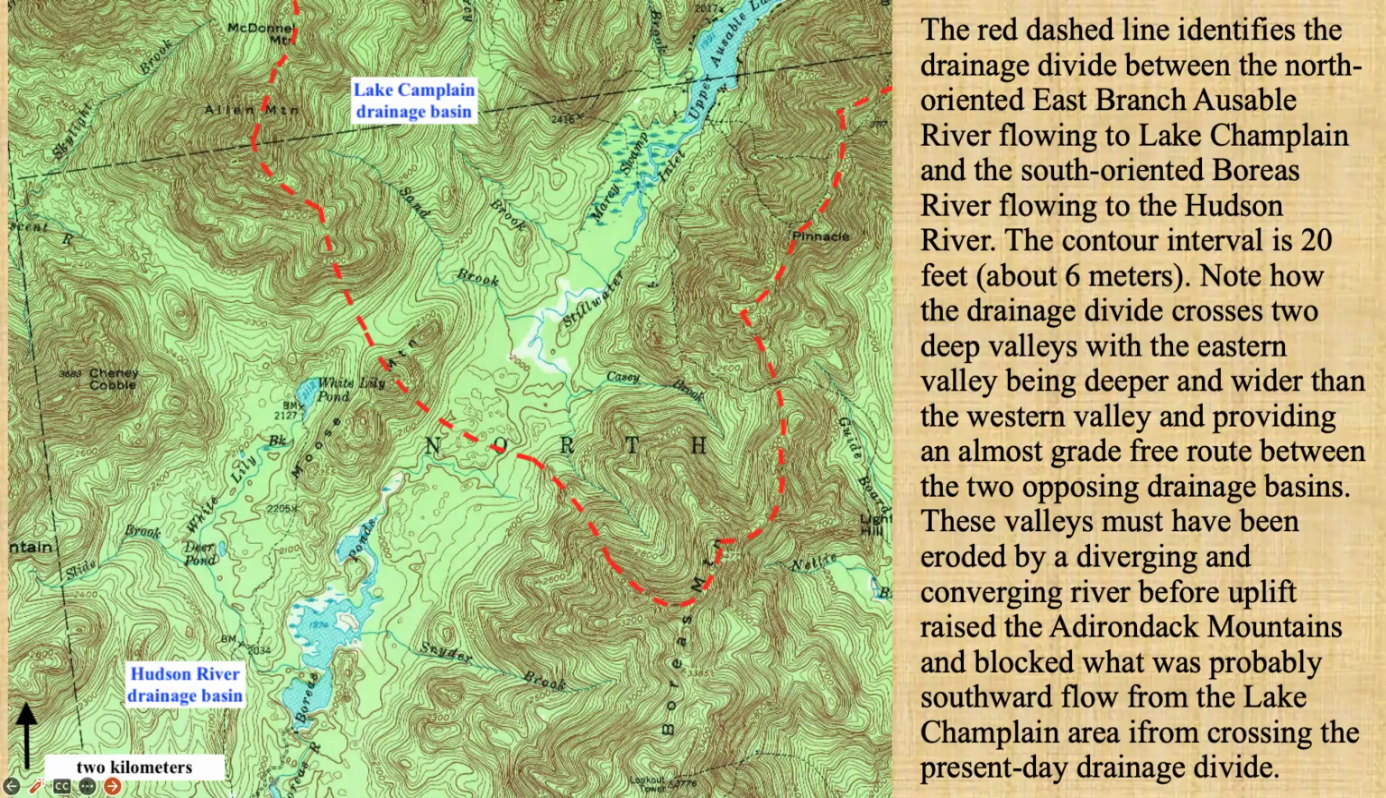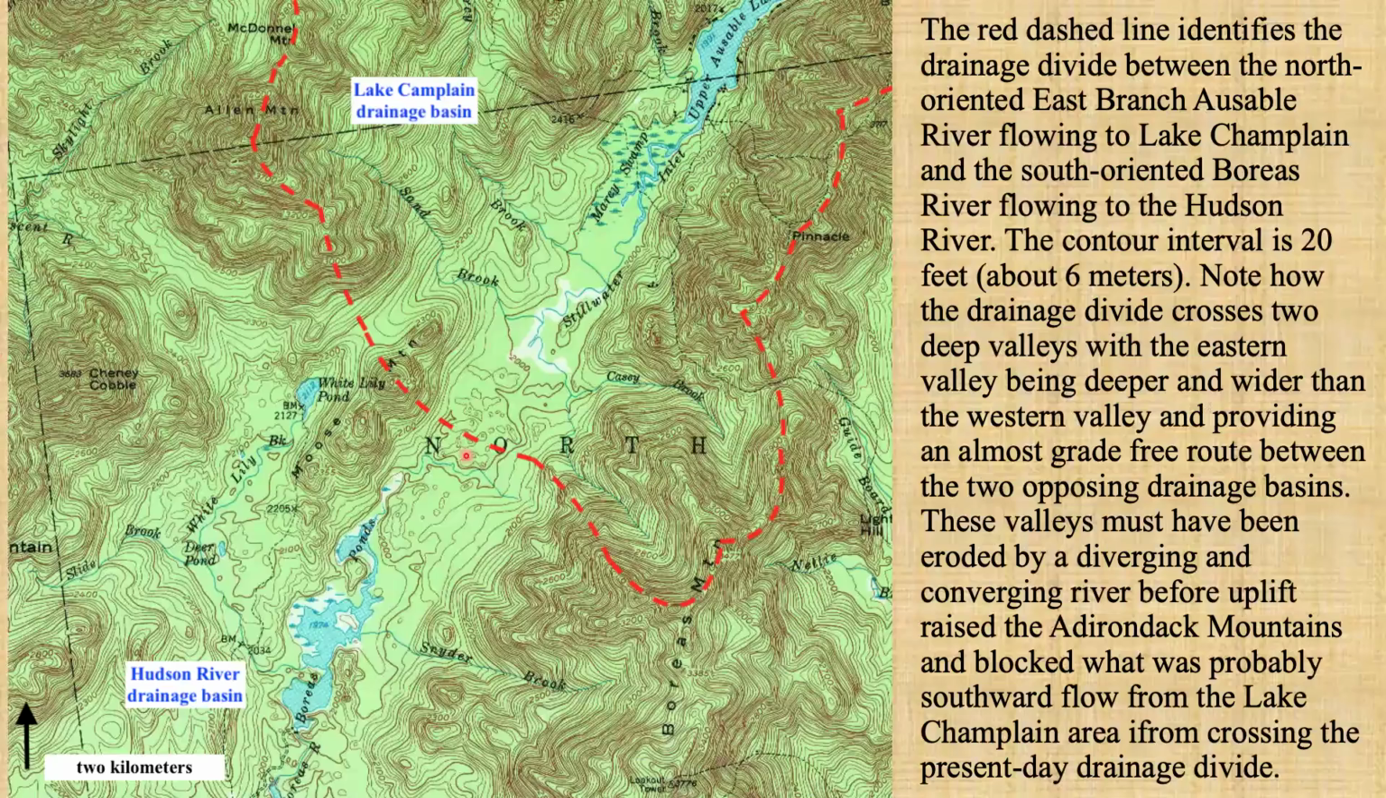Now, if we come east from there along the drainage divide, but not very far east, Mount Marcy is just off to the west, northwest of this map. Here's the drainage divide, and we can see it's crossing two valleys here. This one is a much wider and deeper valley than this one. But most of the time, the drainage divide follows the crest of the mountain ridges here.